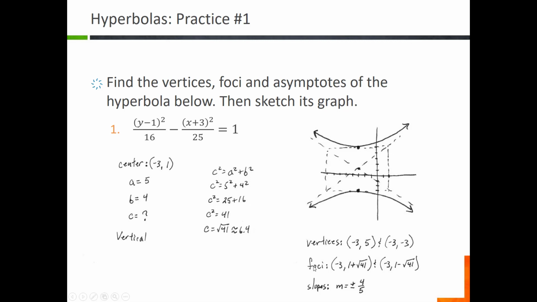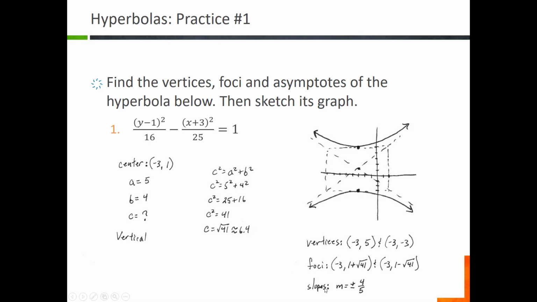The foci, again, are actually going to be higher, and they're going to be inside the curvature here. So (-3, 1 plus root 41), and then (-3, 1 minus the square root of 41). And again, I'm adding those to the y component of our point, because it is a vertical hyperbola. And again, I know it's vertical because it was the y squared minus the x squared.